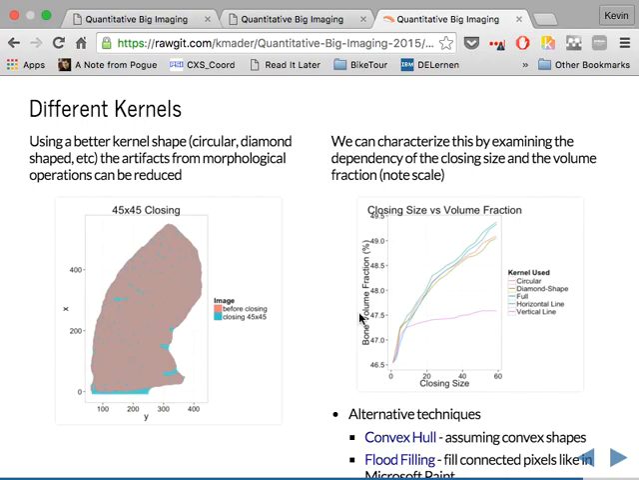We can see that this volume fraction is very largely dependent on what shape of kernel we use. With many of the kernels, this increases without end, but if we use a vertical line, at some point it saturates and stops growing as much. So for filling in the holes, using this vertical line is maybe a better approach because it doesn't grow endlessly. You also have other techniques like convex hull or flood filling, which can solve this problem as well and bring in other sorts of issues.